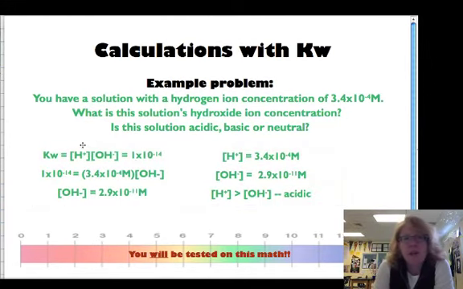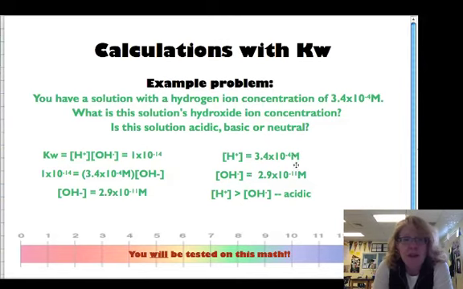I hope you did. So here's our Kw expression right here. That's that formula that you need to know for the test. Here's where the numbers plugged in. So 1 times 10 to the minus 14th is Kw. That is the hydrogen ion concentration. This is from the problem. Times the hydroxide ion concentration. That's our unknown. That's what we're trying to find. When you rearrange this, you get a hydroxide concentration of 2.9 times 10 to the minus 11th. That's a really small number. 10 zeros and a 2 and a 9. It's a pretty small value.